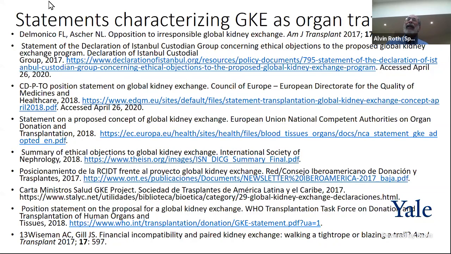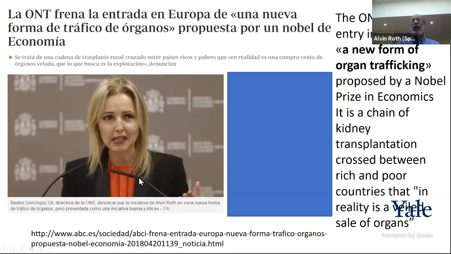Here's the head of the Spanish National Organ Transplant saying that the Spanish National Organ Transplant has prevented the entry in Europe of a new form of organ trafficking proposed by a Nobel Prize winner in economics. So, you know, you wonder who she's got in mind. So I got to be called an organ trafficker.